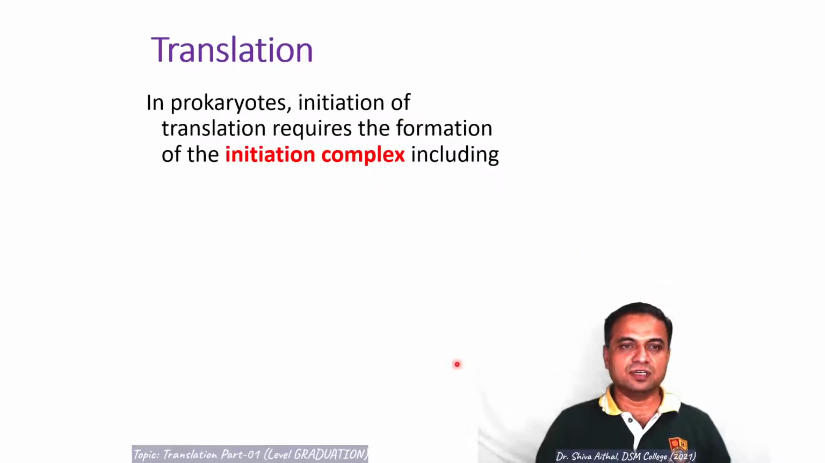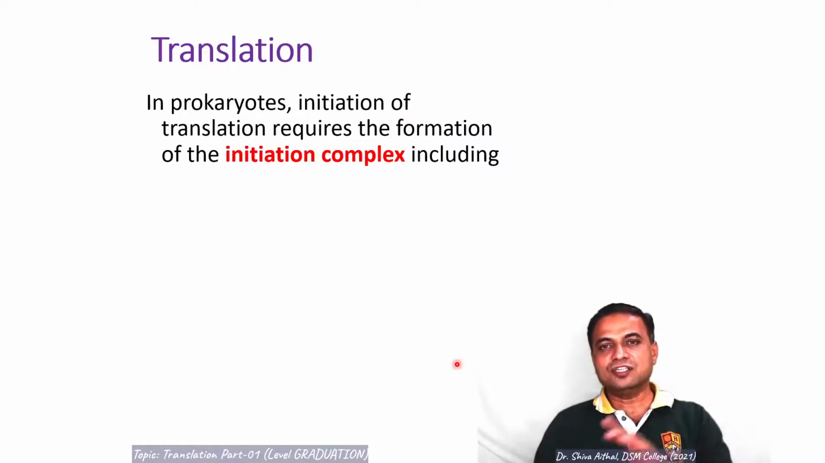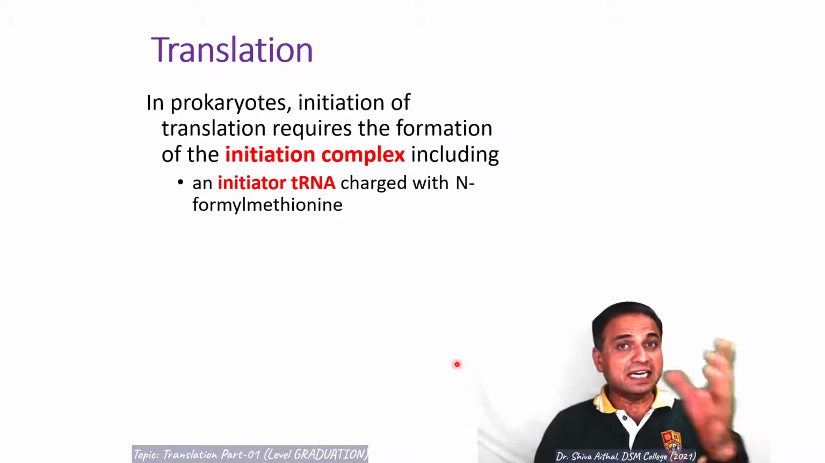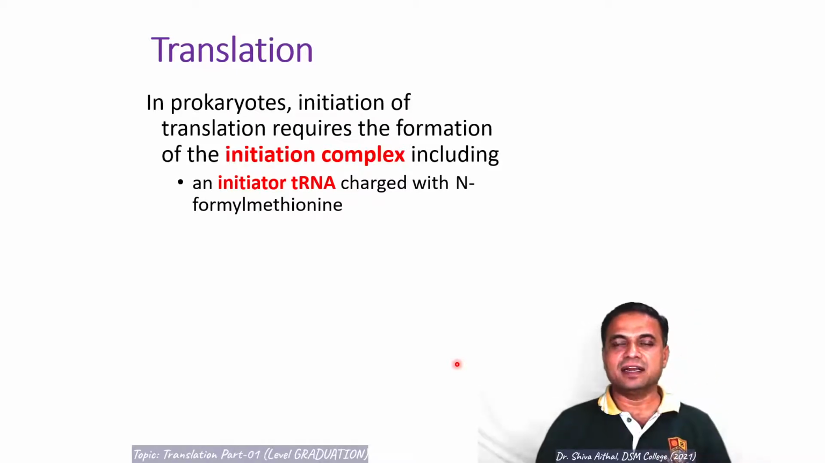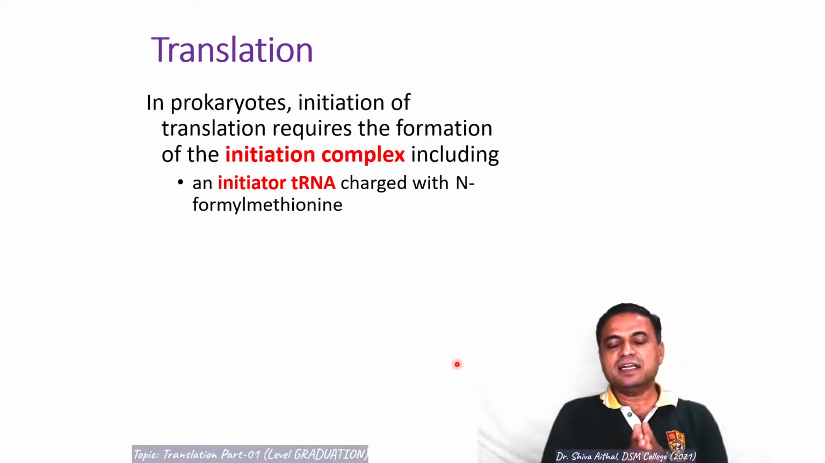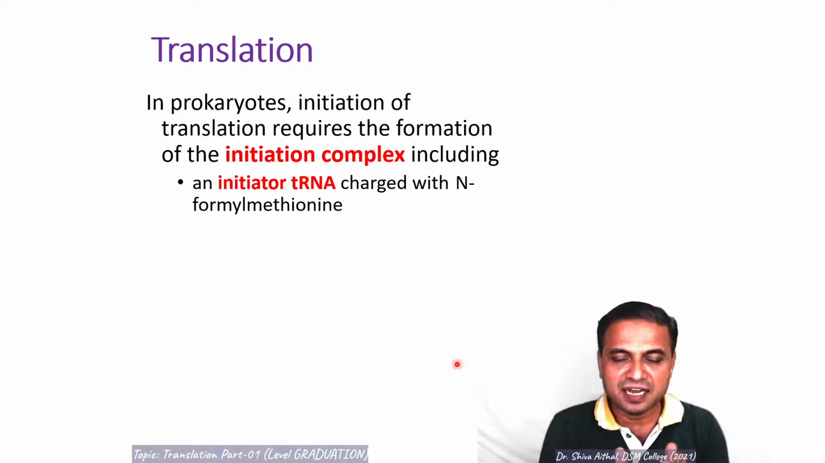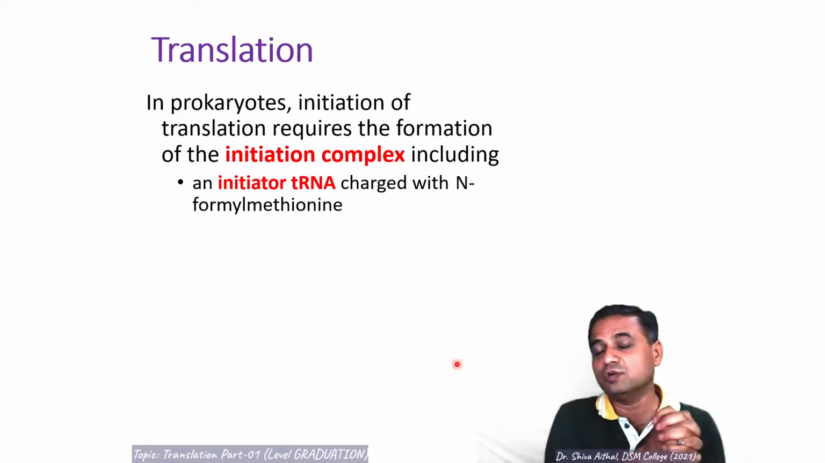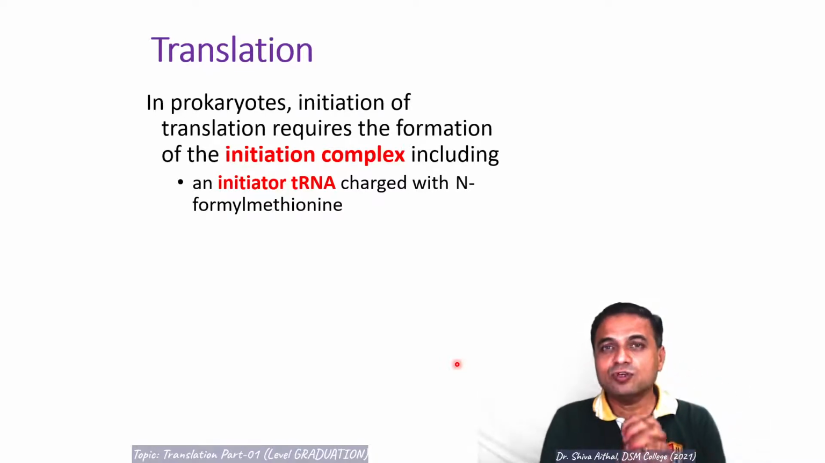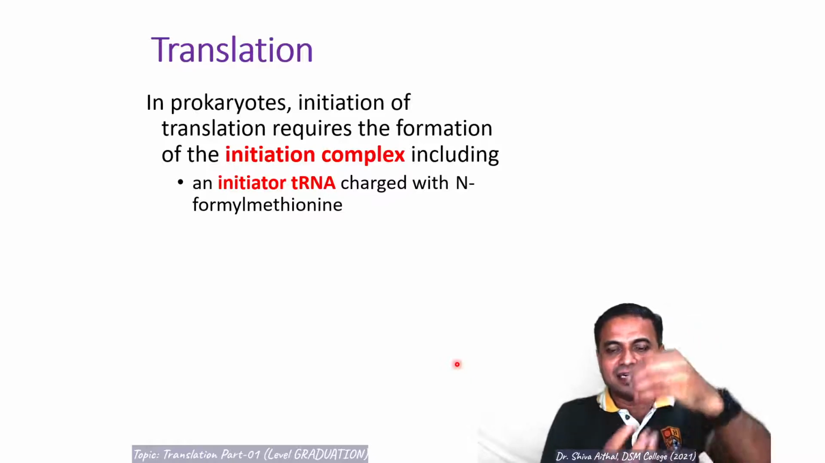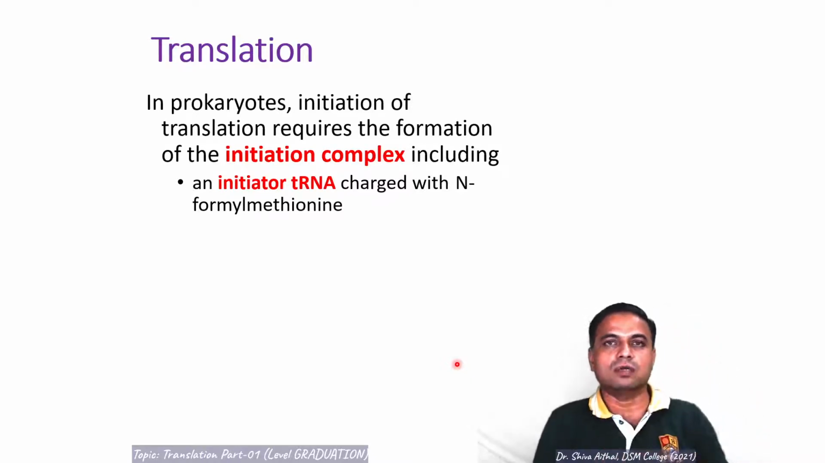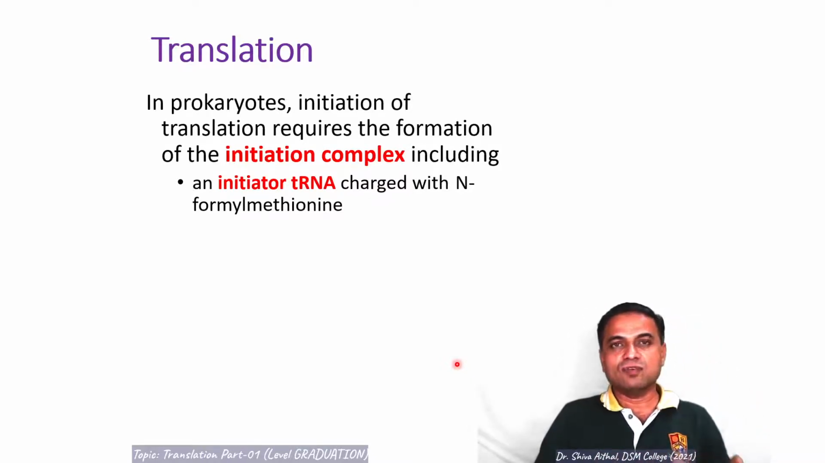Okay, this is how the tRNA functions. Translation in prokaryotes requires initiation of the translation, and an initiation complex is formed. It requires an initiator tRNA. What is the initiator tRNA? Initiator tRNA is the tRNA which brings N-formyl methionine. What is N-formyl methionine? This is the amino acid recognized by the AUG codon. In genetic code characters, we have seen that AUG is the initiating codon.